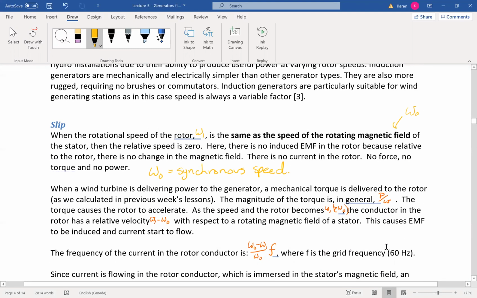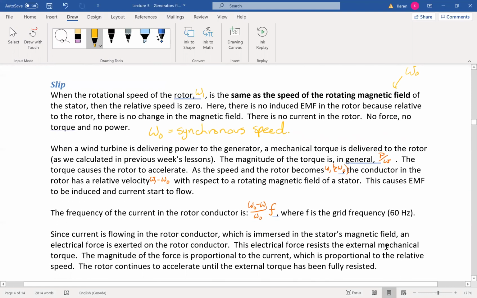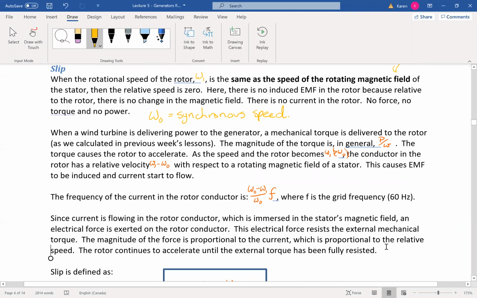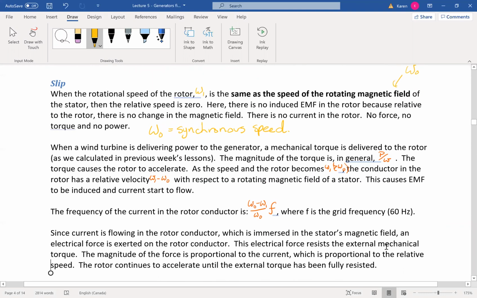These are simpler systems because they have a lot fewer parts, no brushes, no commutators, and are perfectly suited to the variable speed of the wind, which can be captured, studied, and converted into a signal where you can provide feedback to change the synchronous speed.